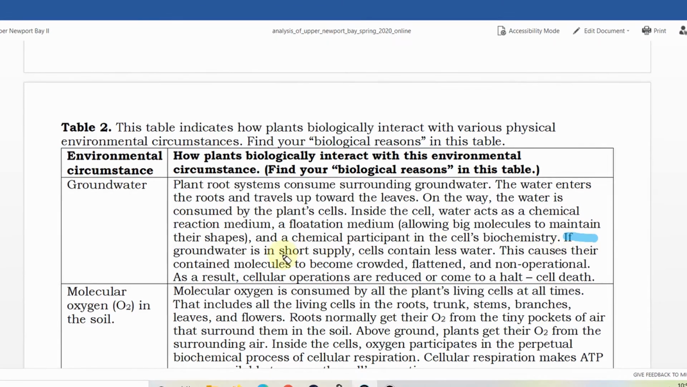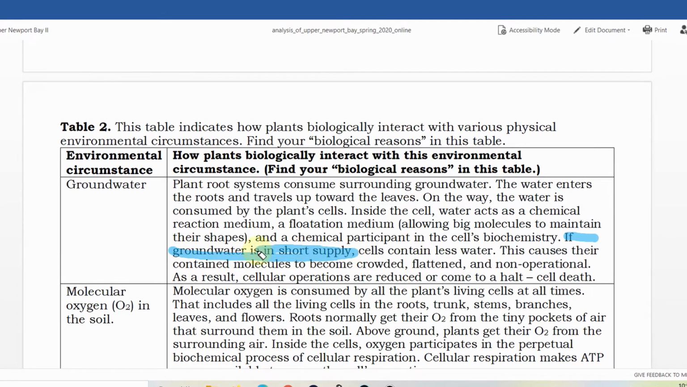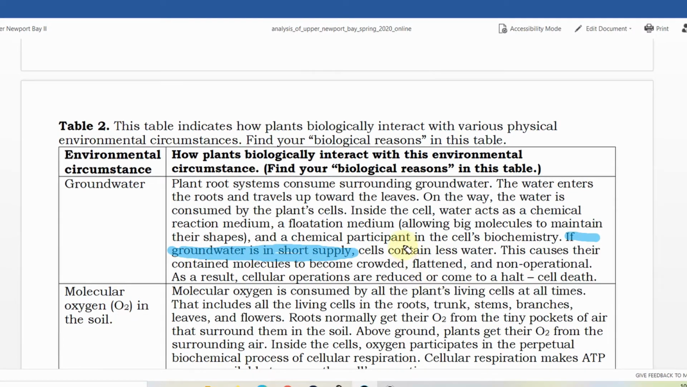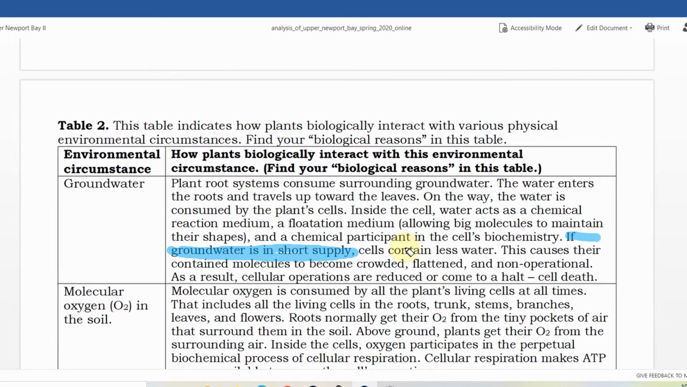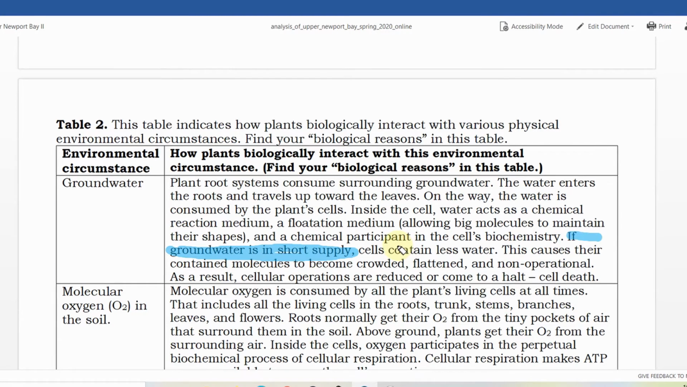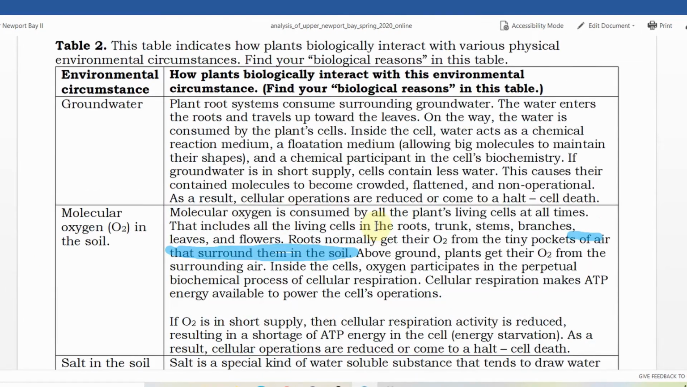So let me mark some places for you to look. If the groundwater is in short supply, then this happens, and then this happens, and this happens. I want you to pay attention to that, because in some places in the bay, the groundwater is in short supply, or something happens to the ability to get access to that groundwater that makes it in short supply. And so I'd like for you to pay attention to that.